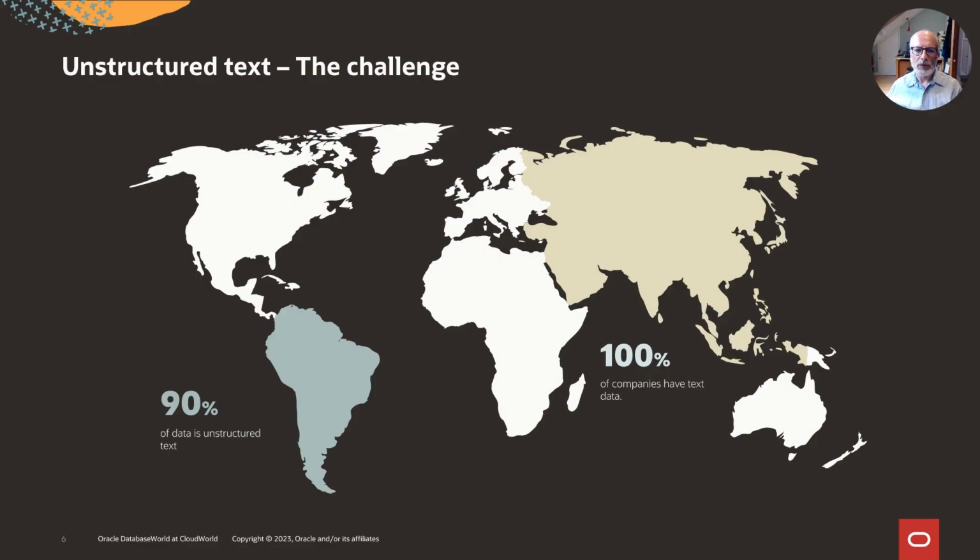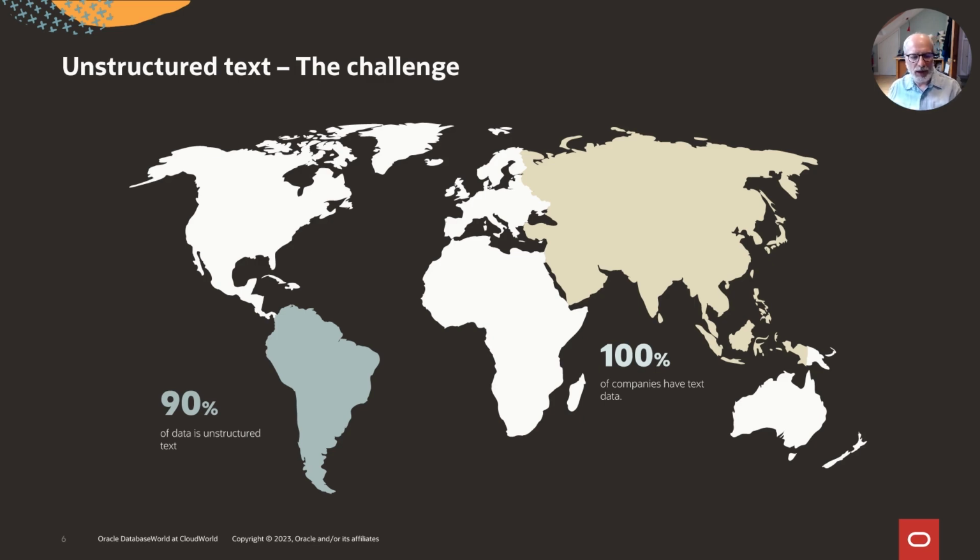Okay, so overview of search. Now, here's the challenge. It's estimated that if we exclude pure binary formats like image, video, and sound, then 90% of the data on the planet is unstructured or semi-structured text.